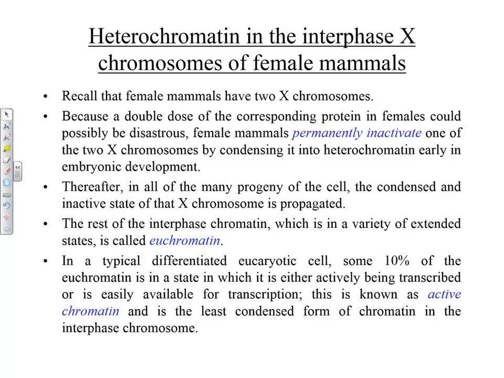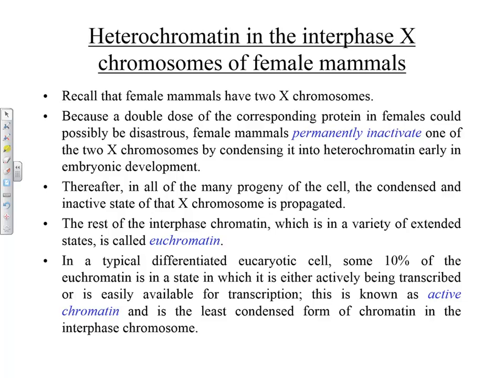The other interphase chromatin, which is not heterochromatin, is called euchromatin, right? So again, this is terminology, heterochromatin and euchromatin. A good example of heterochromatin is the X chromosome of female mammals. In every cell, one of the X chromosomes is inactivated by being condensed into a region of heterochromatin.